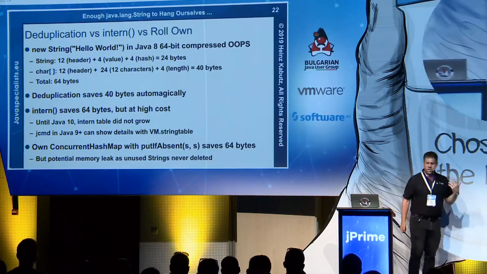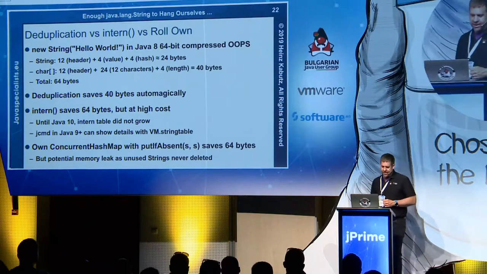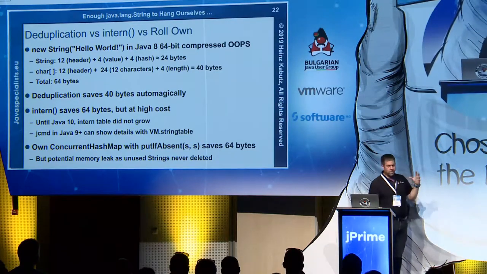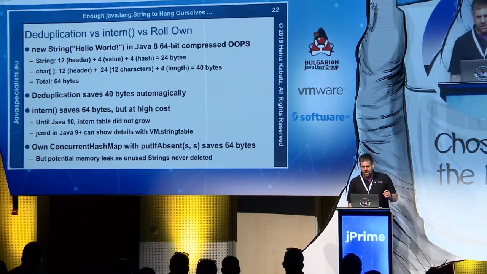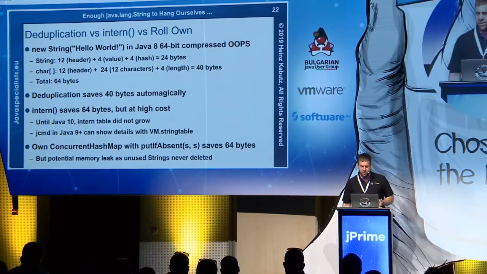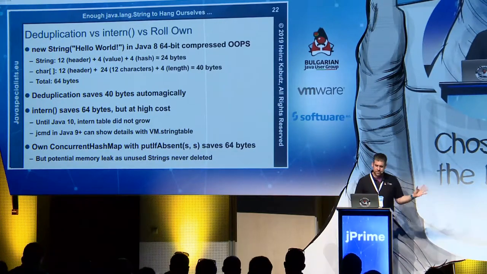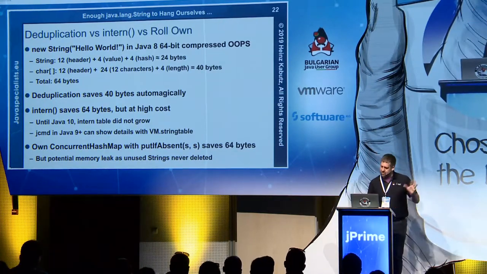What's interesting is that with the G1 collector, as far as I know, strings only get collected from the intern table when you get a full GC. So that is sort of loitering objects, not exactly a memory leak, but similar to a memory leak.